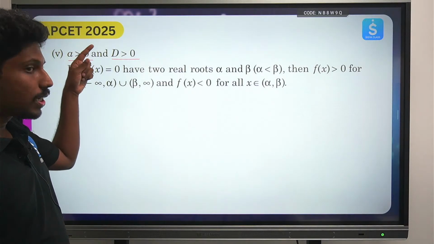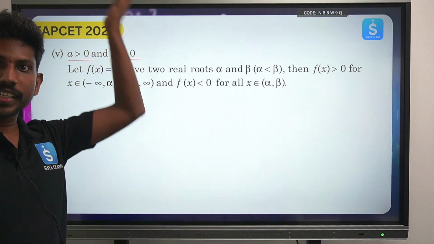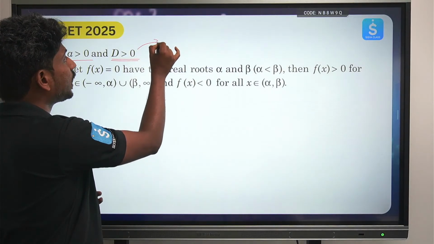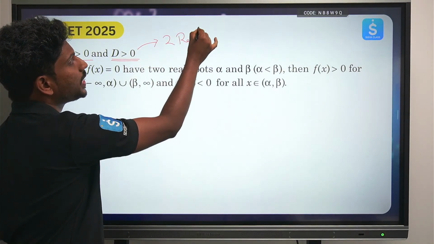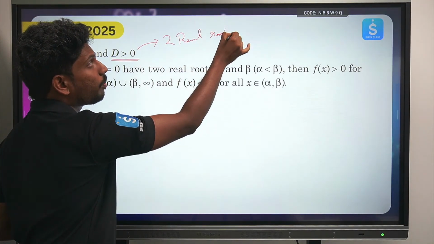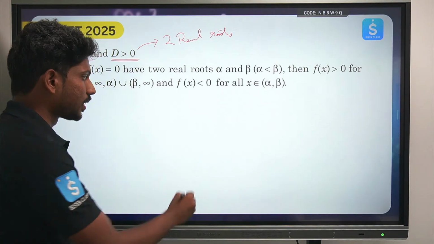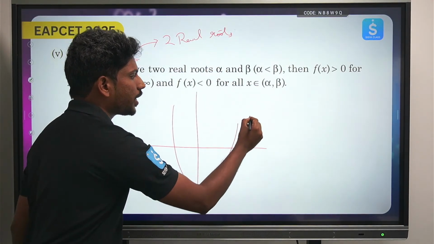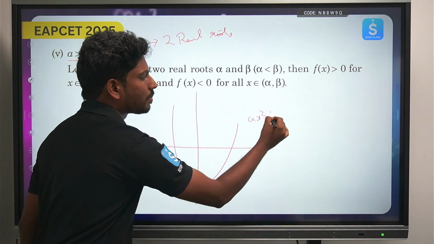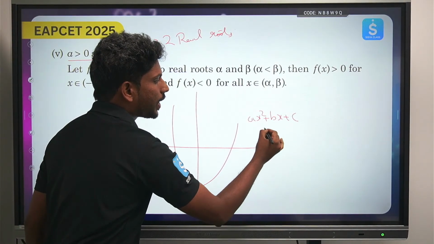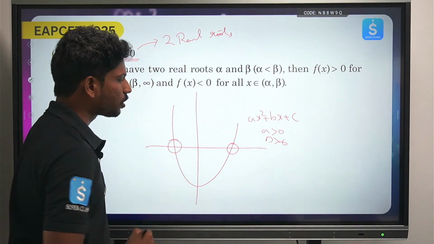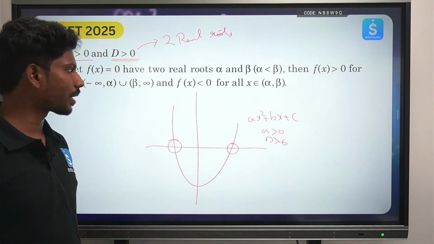a is greater than 0, it is concave up, the parabola will be facing upward. Whenever I'm saying d greater than 0, then it has two real roots. That means it is meeting the x-axis at how many points? At 2 points, right? So how does it look? So this is the parabola, right? So here ax square plus bx plus c, where a is greater than 0, d is greater than 0. Can you see here it is intersecting at 2 points, hence this is the sort of a parabola, right?